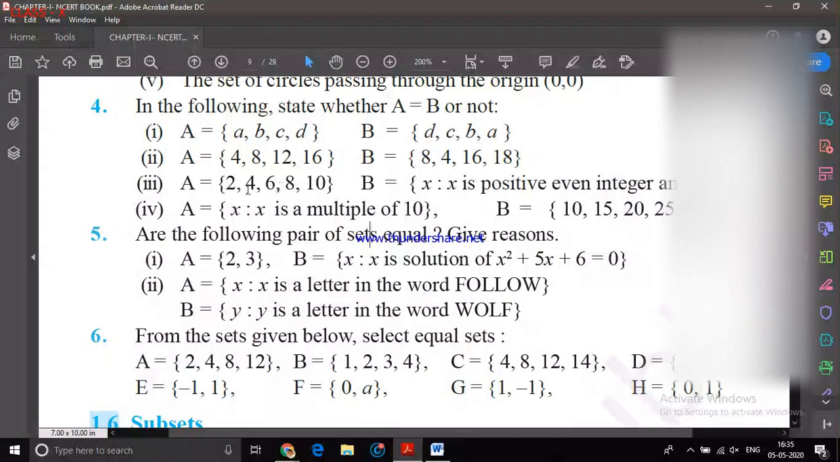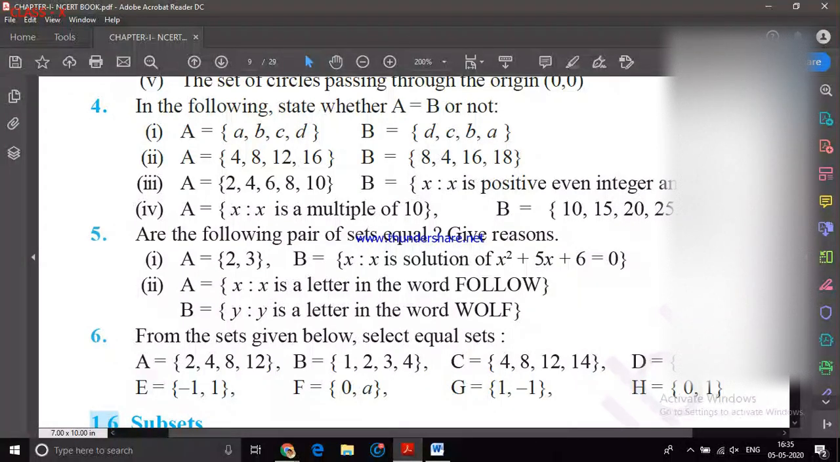Now, what about the third question? This is 2, 4, 6, 8, 10. Elements are clearly visible. In set B, x is a positive even integer less than or equal to 10. So you have to extract the elements for set B. What are the positive numbers which are even integers less than or equal to 10? I think it is the same. 2, 4, 6, 8, 10. So hence A and B are equal.